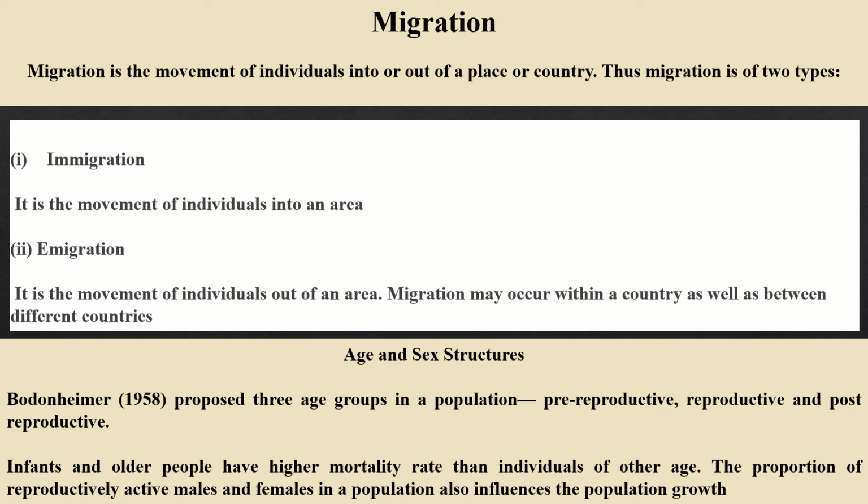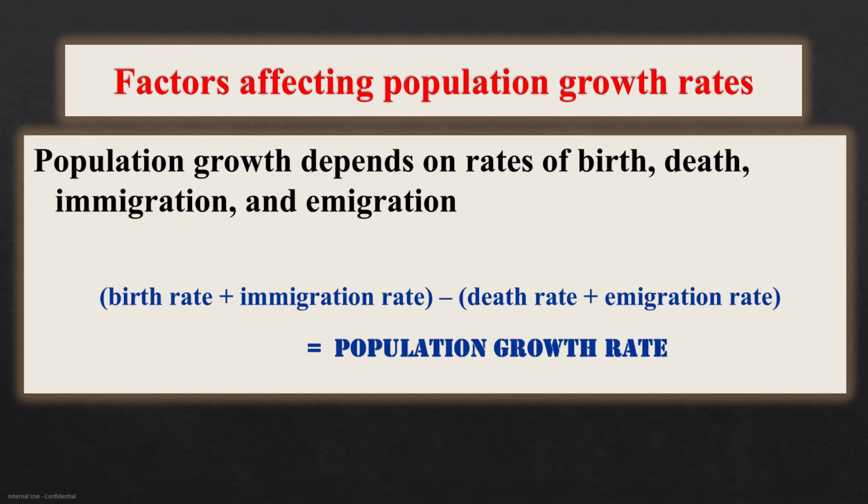The population of reproductively active males and females also influences the population growth. So, the proportion of reproductively active males and females is definitely going to influence population growth. If the number of reproductively active individuals is more, the rate of reproduction will also be more and the population will grow faster.